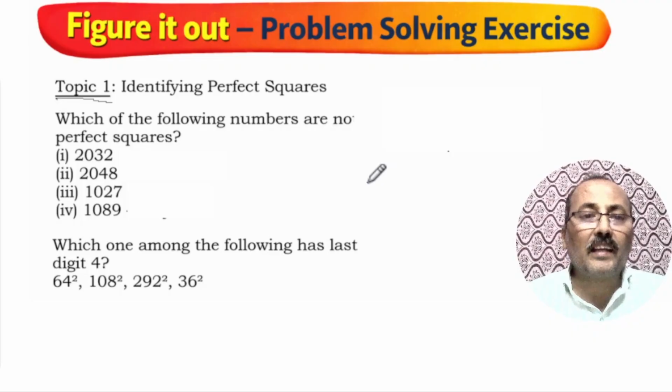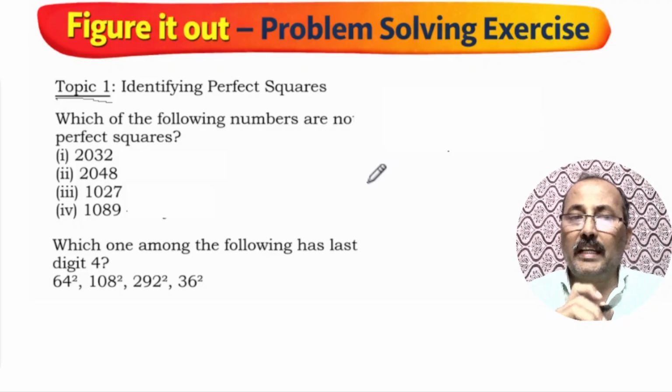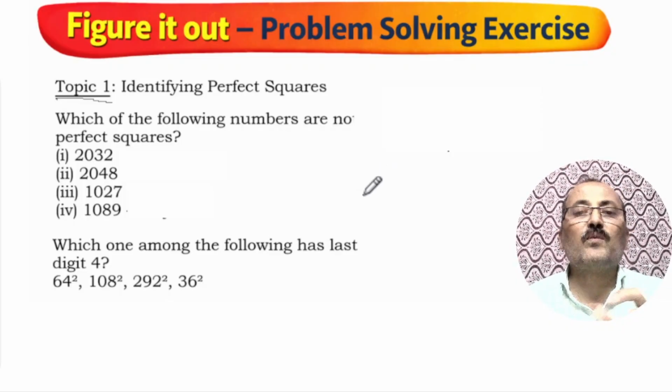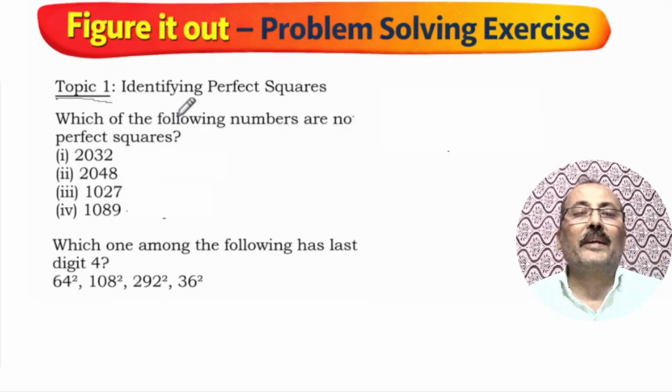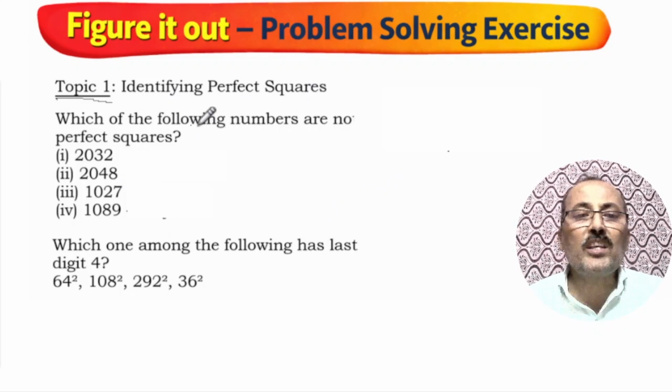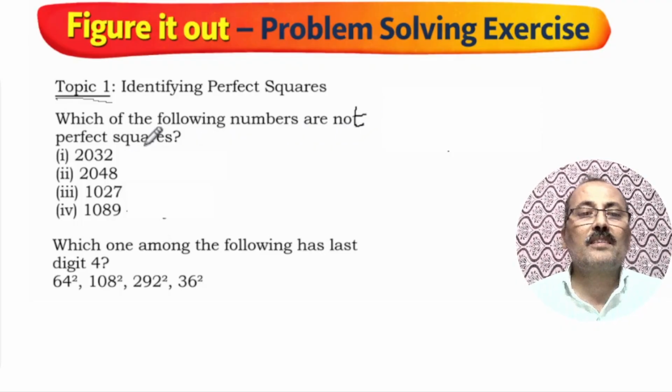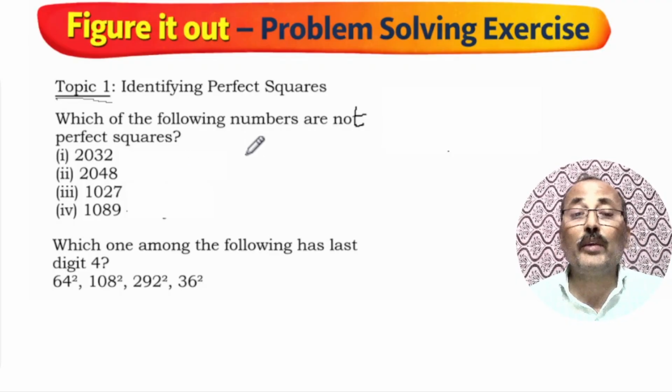This is the Figure It Out exercise from your new textbook. It is not given as an exercise. We have to solve these questions from the basic concepts we have learned. Let me see, I made this into some topics. Identifying perfect squares. Under the two questions: which of the following numbers are not perfect squares? How to find? We have seen this while doing patterns.